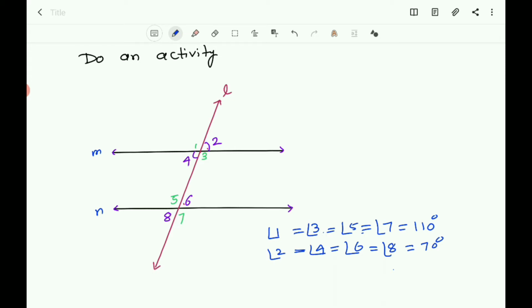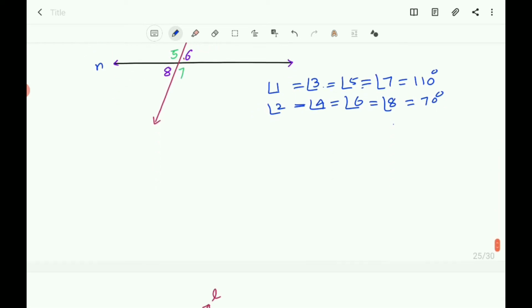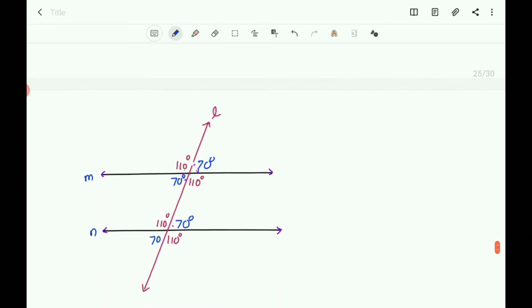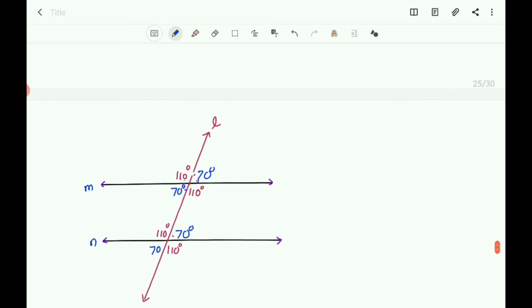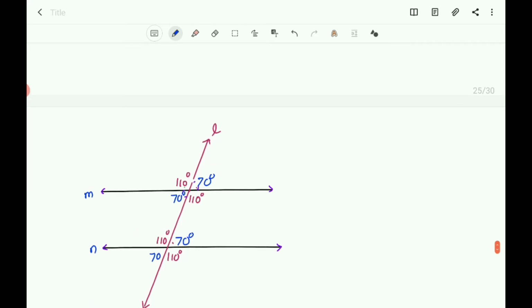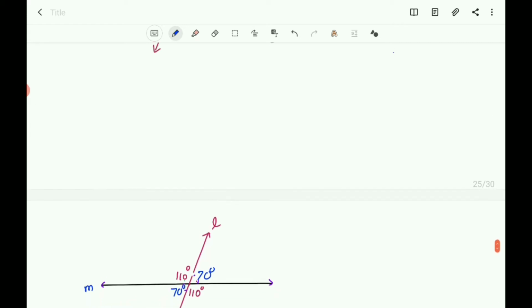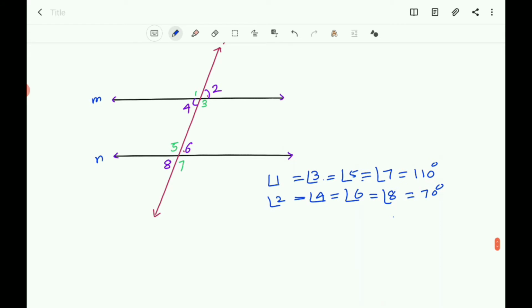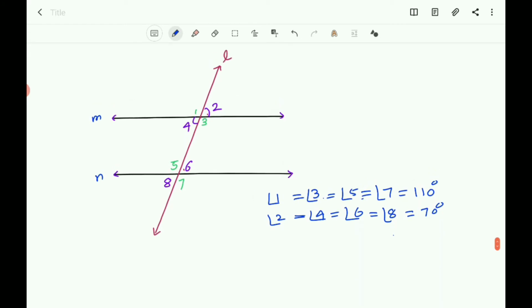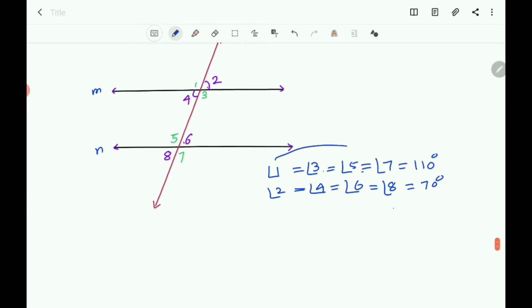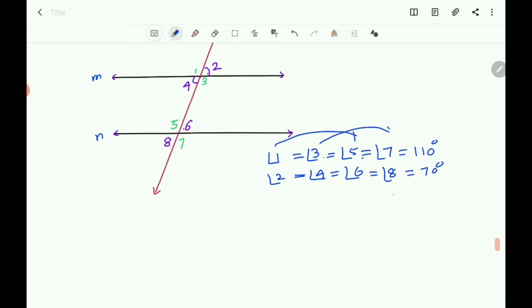And now let us discuss the corresponding angles. Here you got only 2 types of measurements, 110, 110, 70, 70. If you consider the corresponding angles, which are the corresponding angles? Angle 1 and angle 5 have the same measurement. Angle 3 and angle 7 are also having the same measurement.